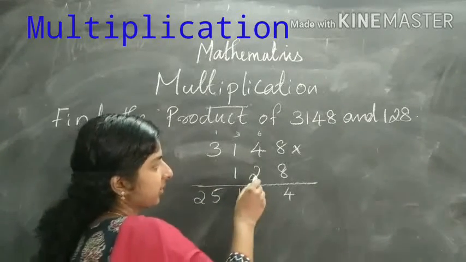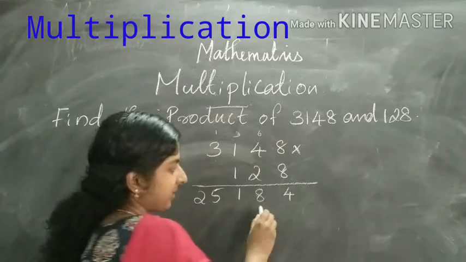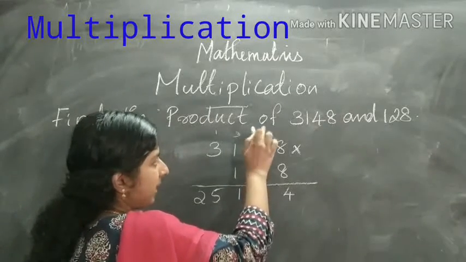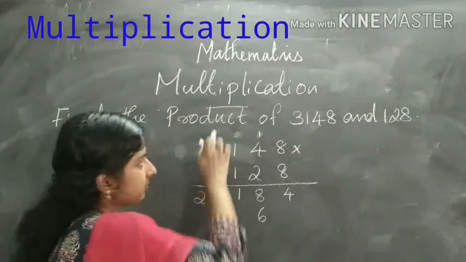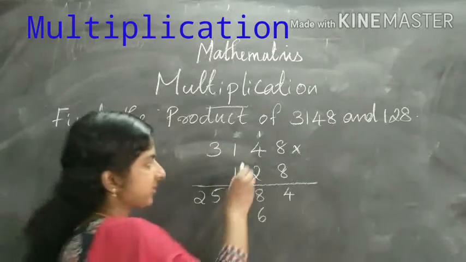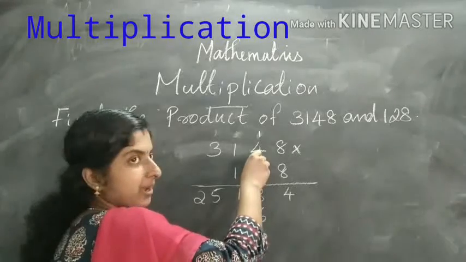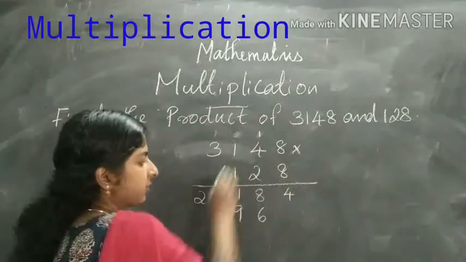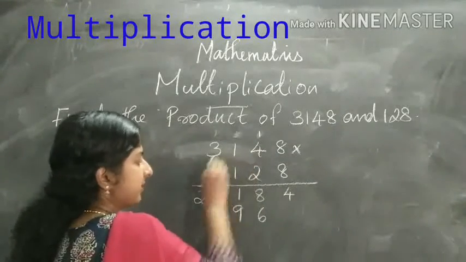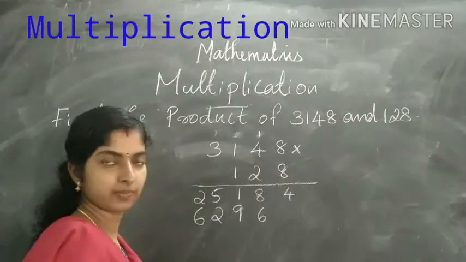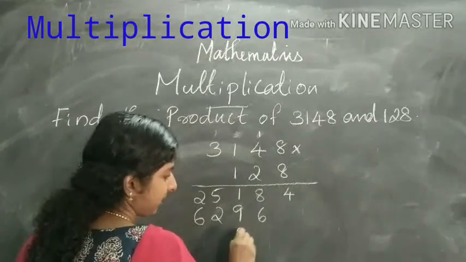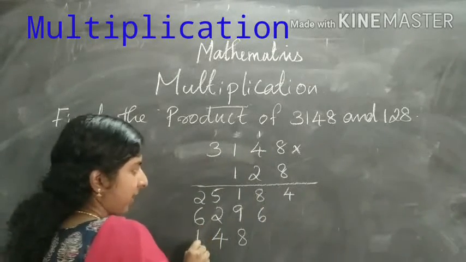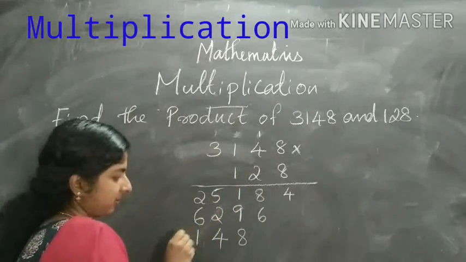Next, 2 8s are 16. 6, 1 is balance. Then 2 fours are 8. 8 plus 1, 9. Then 2 ones are 2. Then 2 threes are 6. Here 1 8 is 8. 1 4 is 4. 1 1 is 1. Then 1 3 is 3.